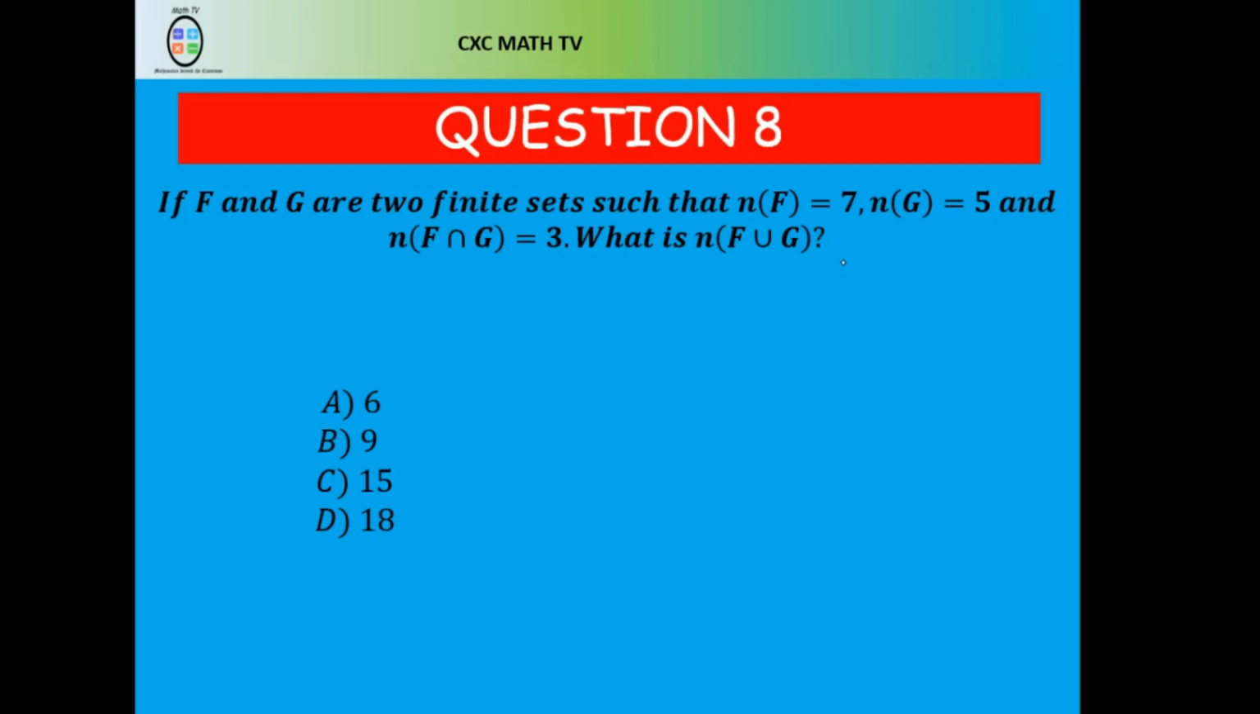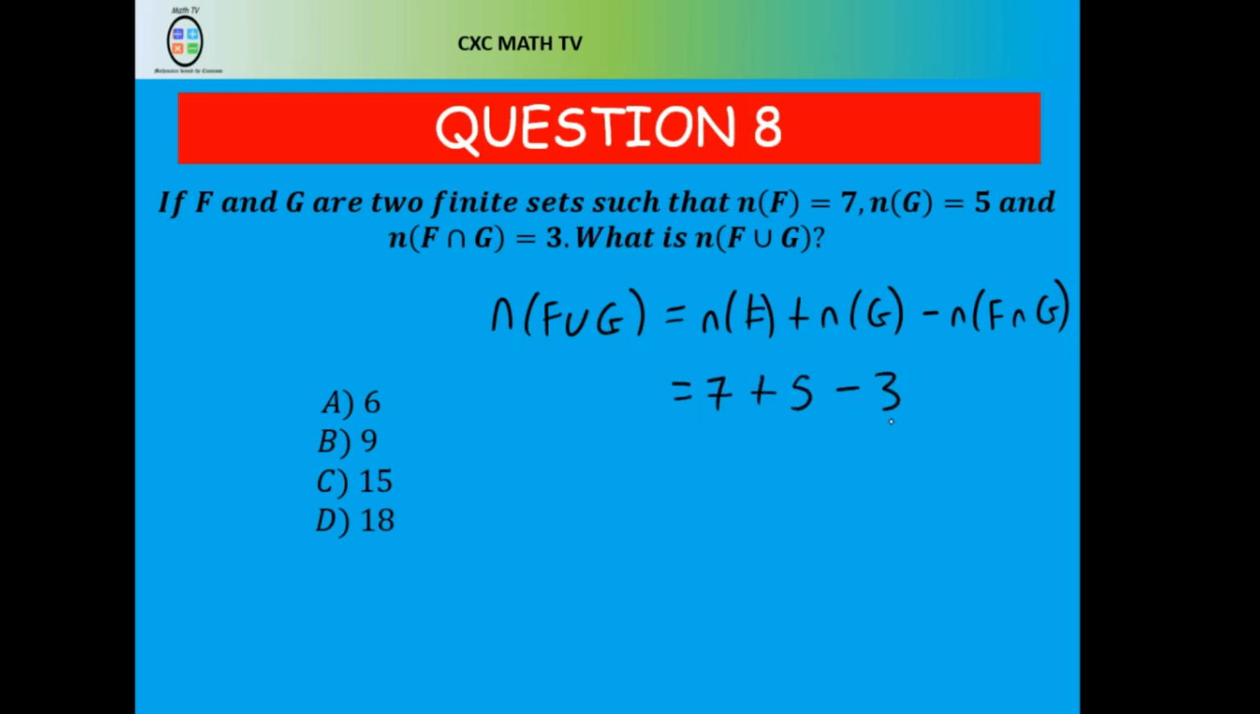Alright, so let's go through it. So they want the number of elements of F union G. What we know, that's equal to the number of elements of F plus the number of elements of G minus the number of elements of F intersect G. So that becomes 7 plus 5 minus the intersection, they say is 3. So that's 12 minus 3, which is 9. Easy. Solved.